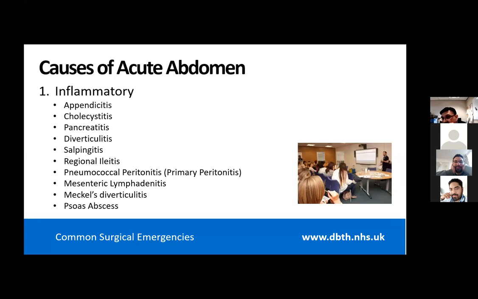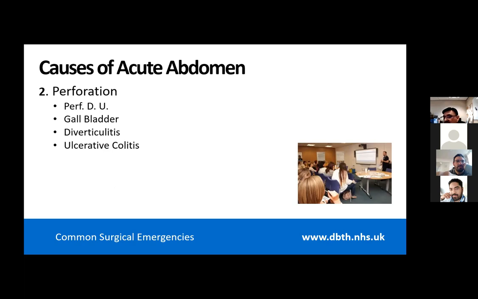Meckel's diverticulitis, again, the presentation could be like appendicitis, but we can come across Meckel's diverticulitis, which can happen in 2% of people, and it gives signs and symptoms similar to appendicitis. And the procedure is the same, that we can do the Meckel's diverticulectomy. Some people present with a psoas abscess, and they can present with the acute abdomen as well. So these are the inflammatory differentials, and we can make them out by taking a good history and good examination, supported by appropriate investigation. Then we can reach the diagnosis.